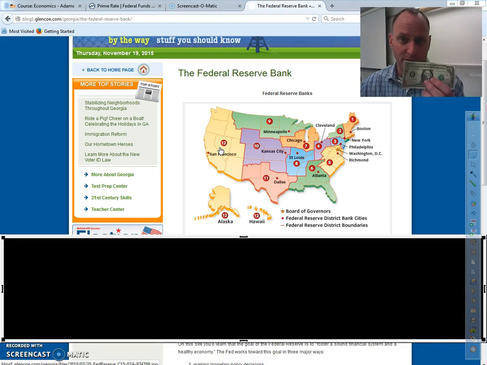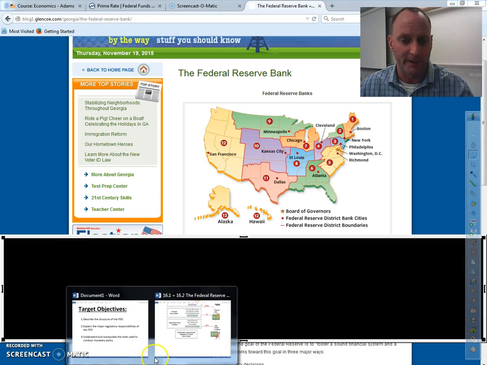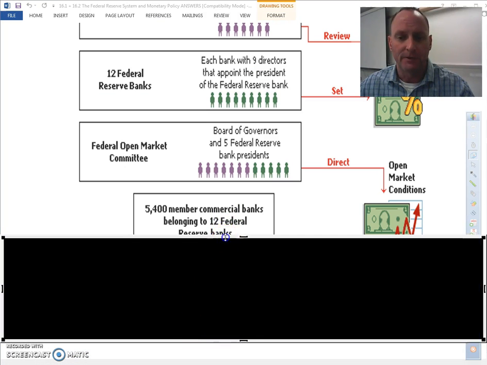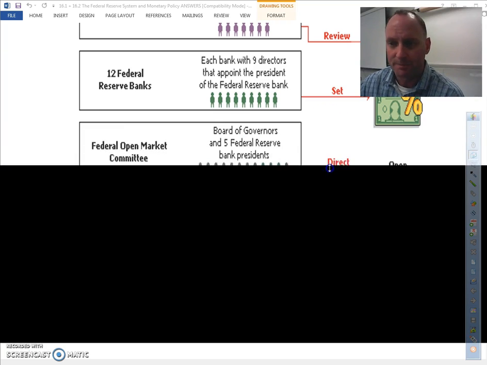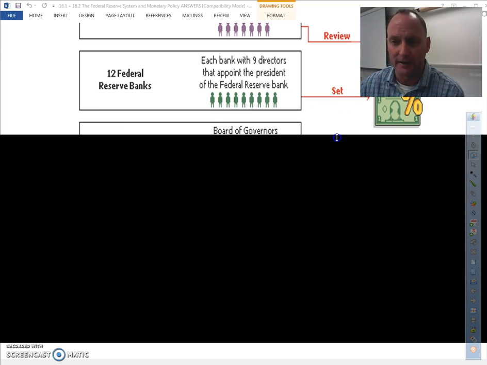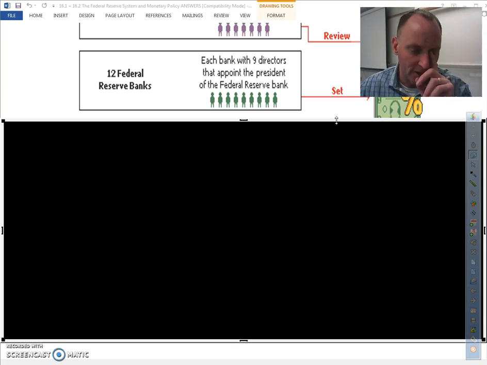So this proves circulation is taking place, because a bill that originated in San Francisco ended up in my hands in Fort Wayne, Indiana, and we're in District 7. So anyway, going back to our information, those are the 12 Federal Reserve banks, and they set the discount window and discount rate. And if you remember, we'll talk a little bit more about how that rate is set.